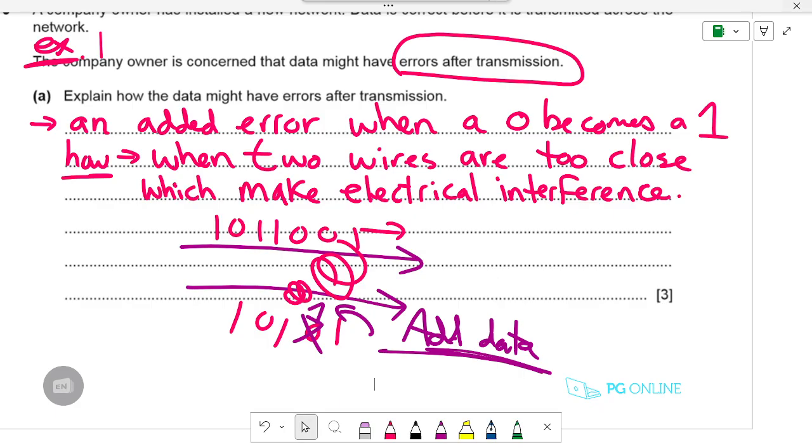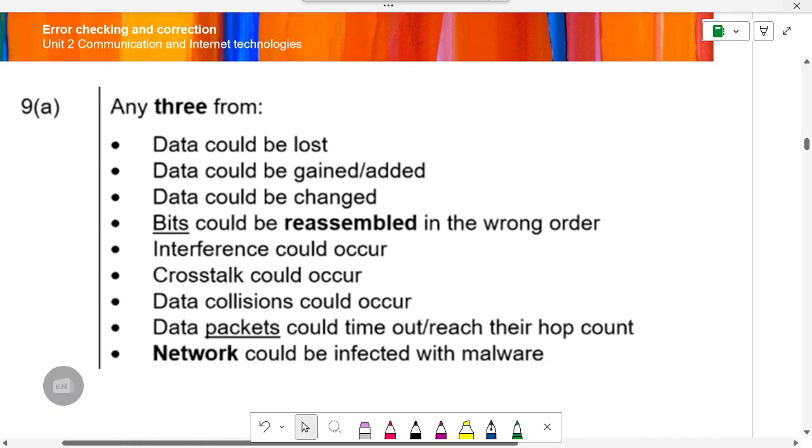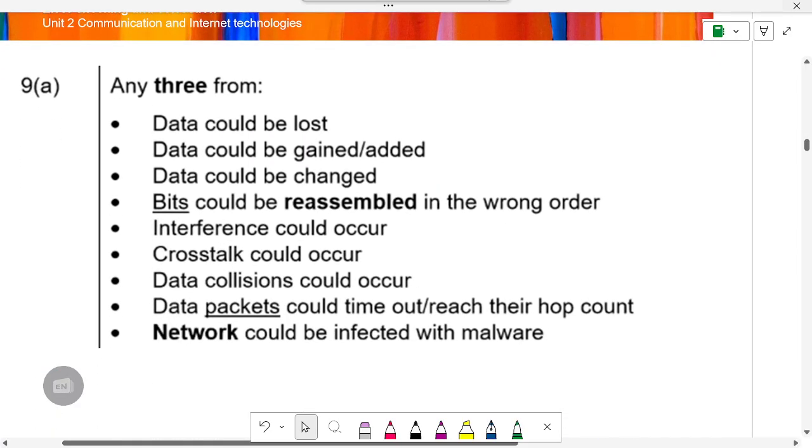Let's see if we're correct. Let's take a look. Data could be lost. This is the answer. You can copy any one. Data is lost. Data could be gained or added. You can lose things, you can add things, right? Data could be changed. Any, you can write whatever. These are all the answers, right? Bits could be reassembled in the wrong order. We have this word called crosstalk. You can write crosstalk, right? Data collision is also an answer. There are many answers.